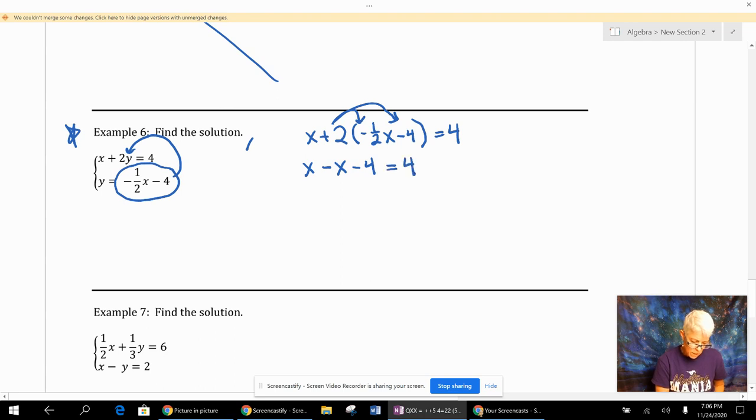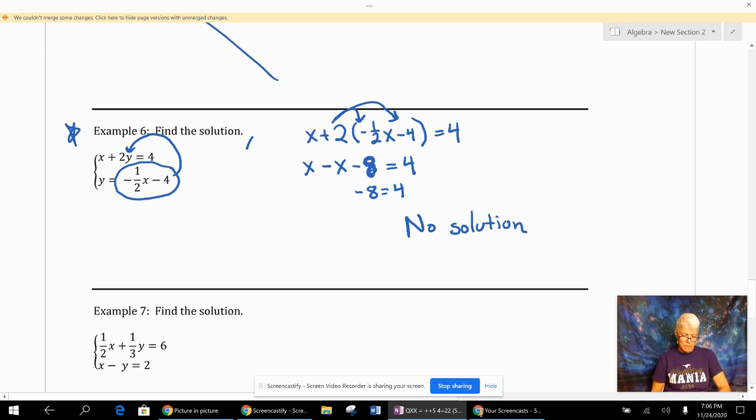Sorry, I screwed up. 2 times that is negative 8. I almost forgot. Then we have X minus X, so those are going to cancel each other out. So we have negative 8 equals 4. Did I do something wrong? Actually, I didn't. This means there's no solution. Sometimes it's going to come out where there's no solution.